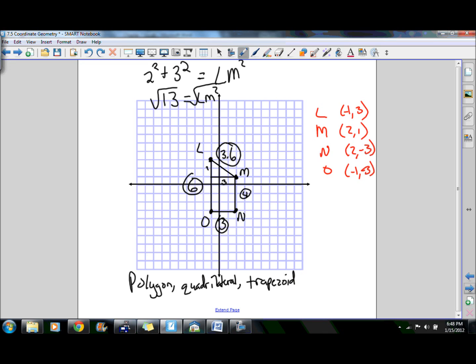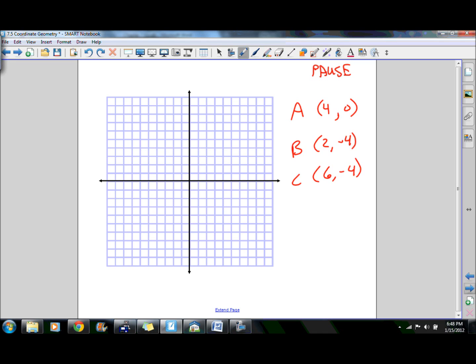So let's move on. I would like you to pause this one and try it on your own and see if you can figure it out.